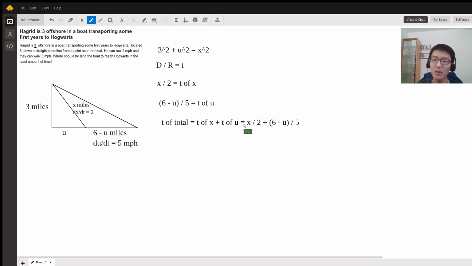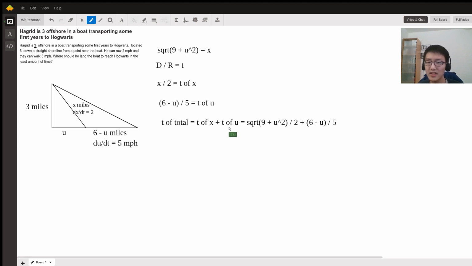All right, but we want to make this one variable, so that it's easier to solve with calculus. Therefore, let's go back to our original equation. Remember how we said that 3 squared, we could call that 9 at this point, plus u squared equals x squared, right? So if we square root both sides, you get x equals the square root of 9 plus u squared. So we'll replace that.